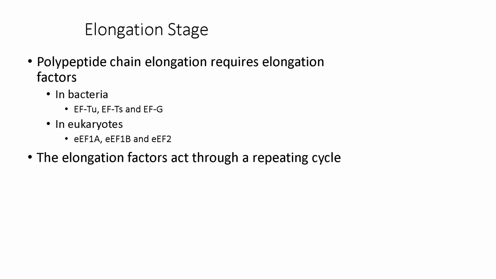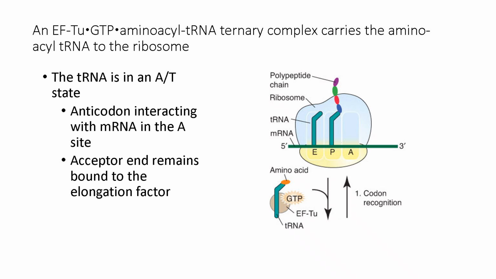The elongation stage involves the step-by-step addition of amino acids to the growing polypeptide chain. In bacteria, this process requires elongation factors EF-Tu, EF-Ts, and EF-G. In eukaryotes, their counterparts are eEF1A, eEF1B, and eEF2. These factors help deliver charged tRNAs to the ribosome, ensure proper codon-anticodon pairing, and drive the movement of the ribosome along the mRNA.